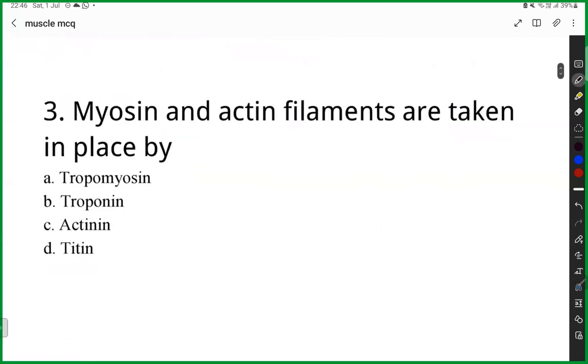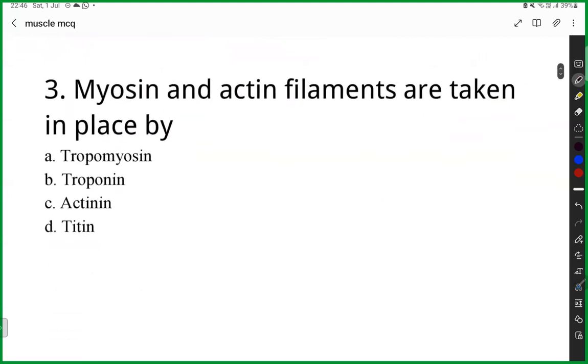Next, moving on towards the third question. Myosin actin filaments are held in place by what? Who is going to hold your myosin and actin? Okay, anything?